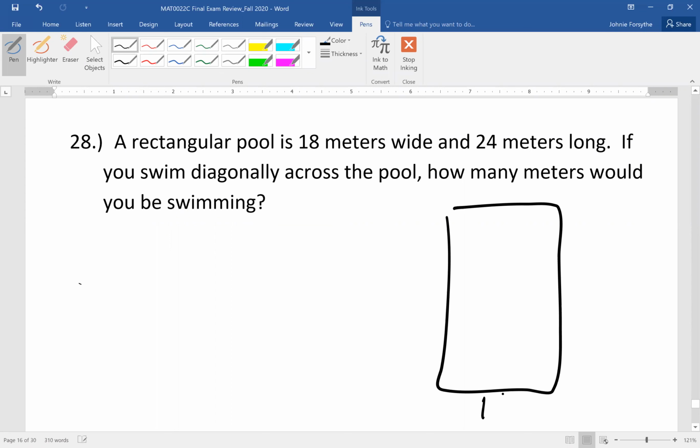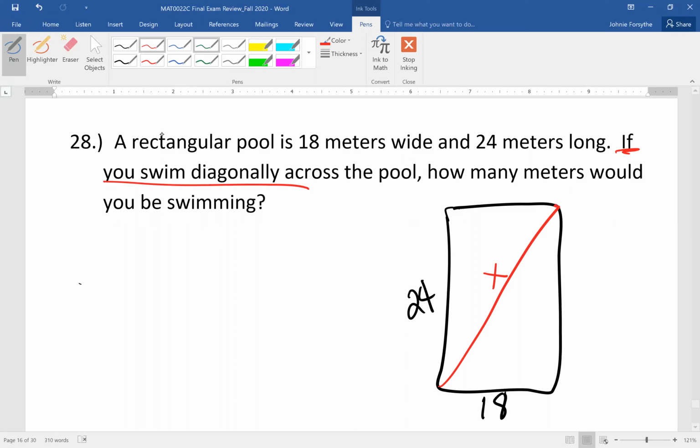So it's 18 meters wide and 24 meters long. If you swim diagonally across the pool, how many meters would you be swimming? So if I'm swimming diagonally, it will look like that. So it's asking for how many meters would this be? How long is this length? I'm going to make that X.